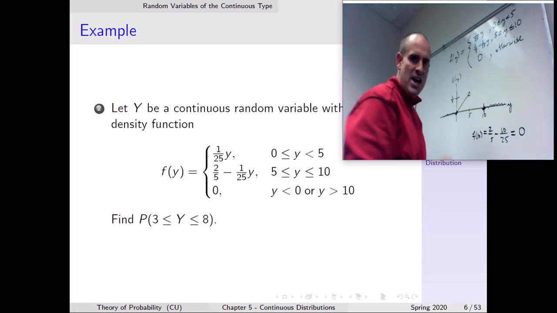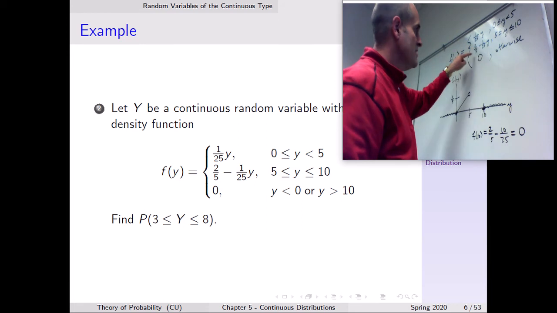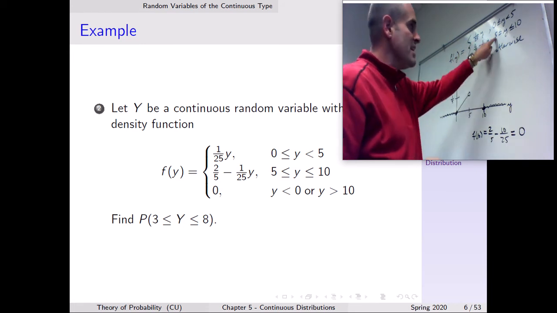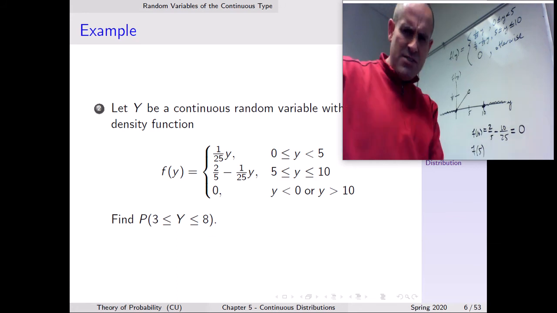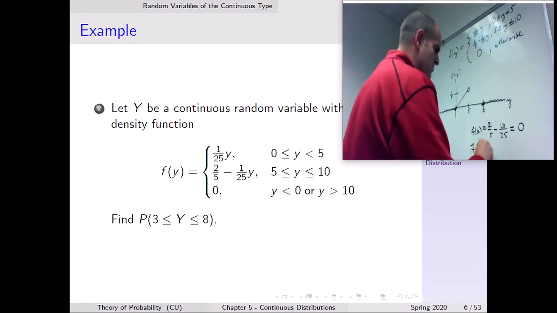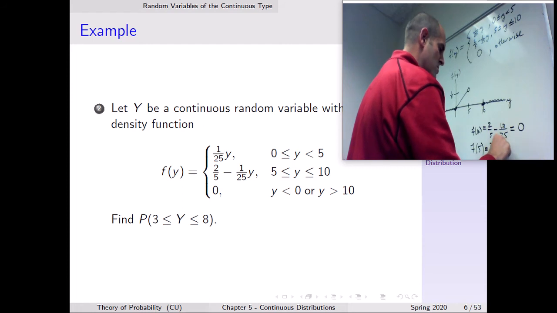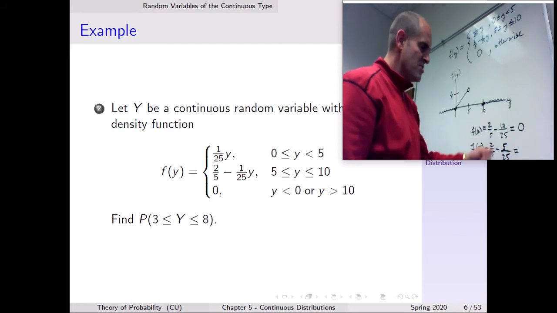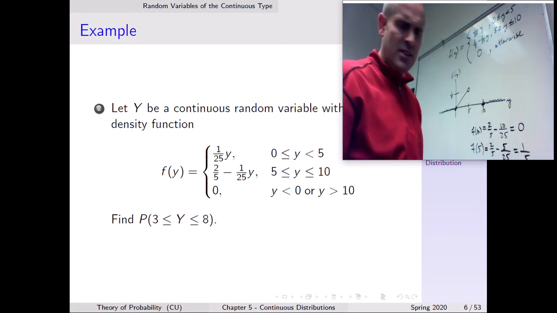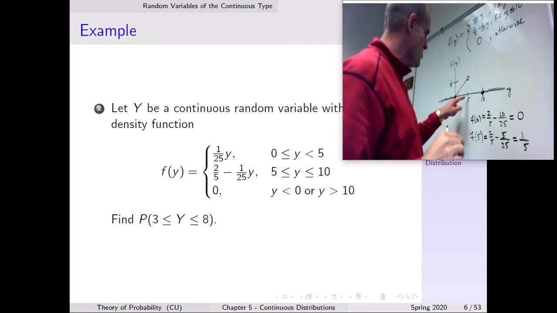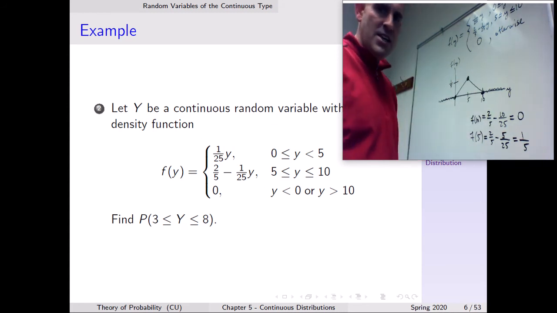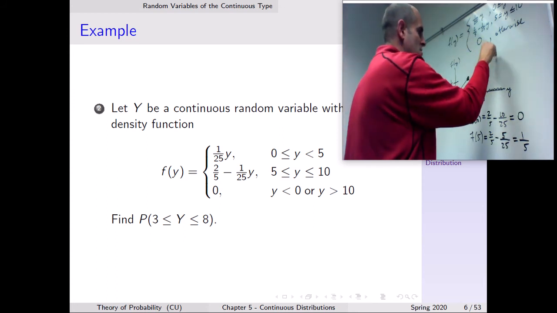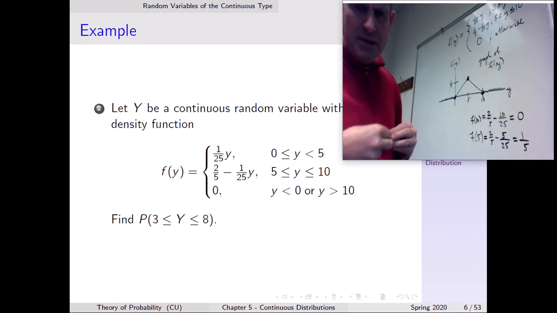So what's going on between 5 and 10? This is also a line, so I just have to plug in 5 to figure out what's going on. What's f of 5 equal to? I use this equation right here. It's going to be 2/5 minus 5 over 25, which is 2/5 minus 1/5, which is 1/5. That's the same as this function was here, so this thing meets it perfectly right there. It goes down like this. That is the graph of f of y.